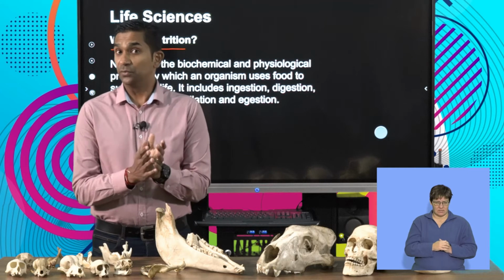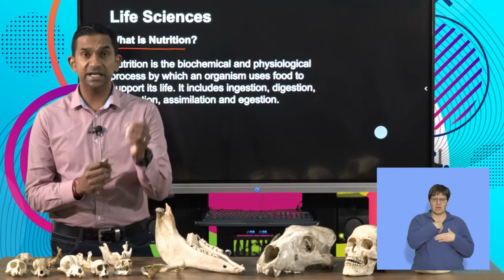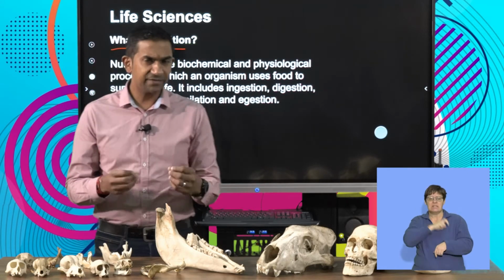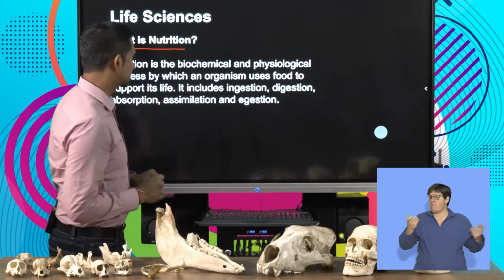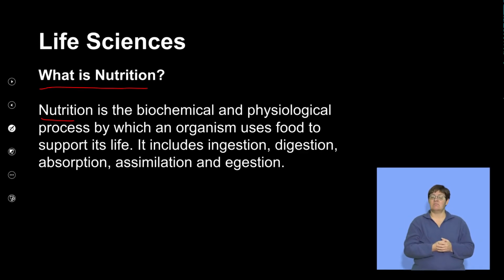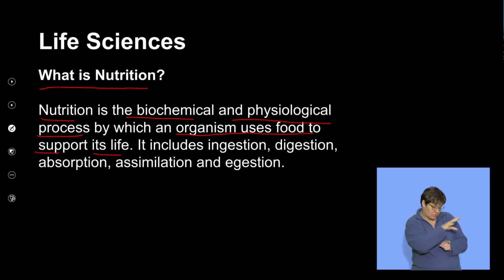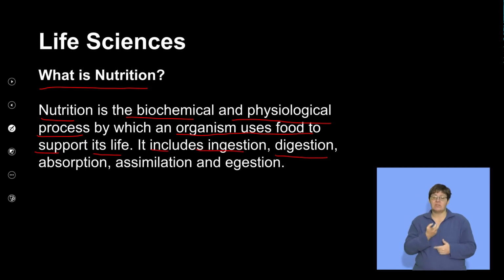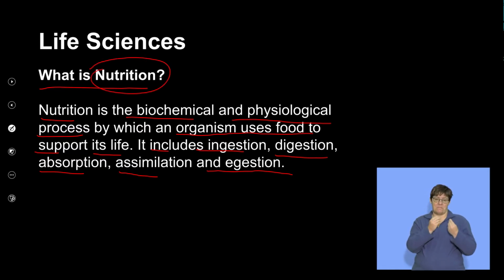Right. So fundamentally important is for us to understand what is nutrition. It's important that we know that every individual needs energy. So how do they acquire that energy? Right. So let's unpack that. So nutrition is the biochemical and physiological process by which an organism uses food to support its life. It includes ingestion, digestion, absorption, assimilation, and egestion. So those are the 5 processes that are associated with how individuals acquire their nutrition.